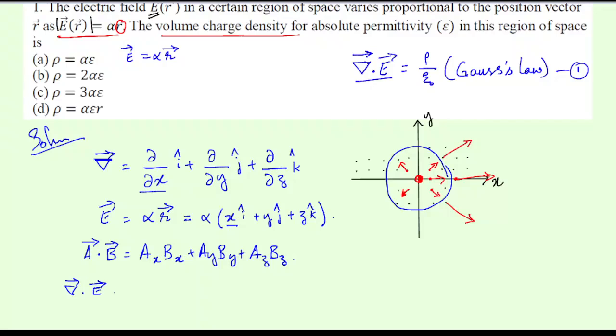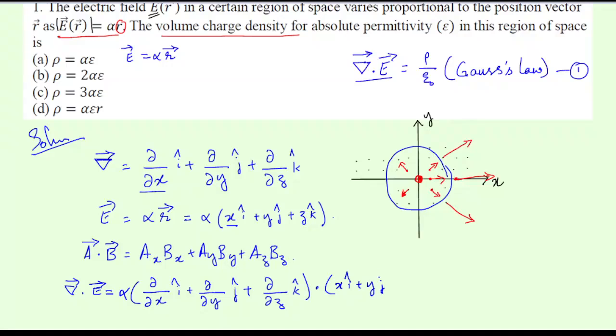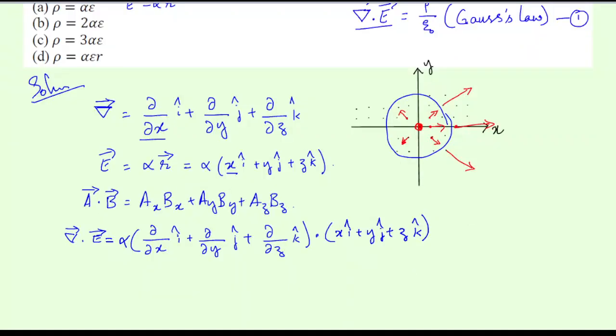Del dot E, or divergence of E, is dou by dou x i cap plus dou by dou y j cap plus dou by dou z k cap, dotted with alpha, which I'm going to write here since it's a constant, times x i cap plus y j cap plus z k cap. Now this is alpha into dou x by dou x, because i cap dot i cap gives you 1, plus the second term dou y by dou y, j cap dot j cap is 1, plus dou z by dou z, k cap dot k cap is also 1. Now this is 3 alpha.